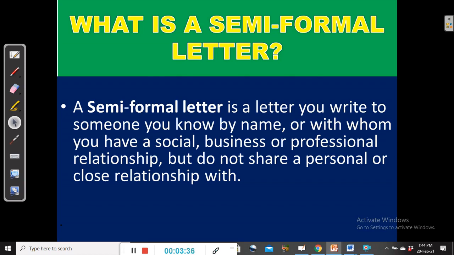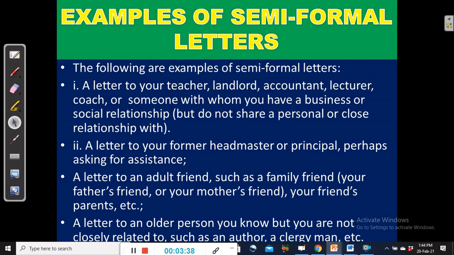Now let's look at specific examples of semi-formal letters. The first one is a letter to your teacher, landlord, accountant, lecturer, coach, or someone with whom you have a business or social relationship, but you do not share a personal or close relationship with, just as I earlier explained. The second one is a letter to your former headmaster or principal, perhaps asking for assistance.